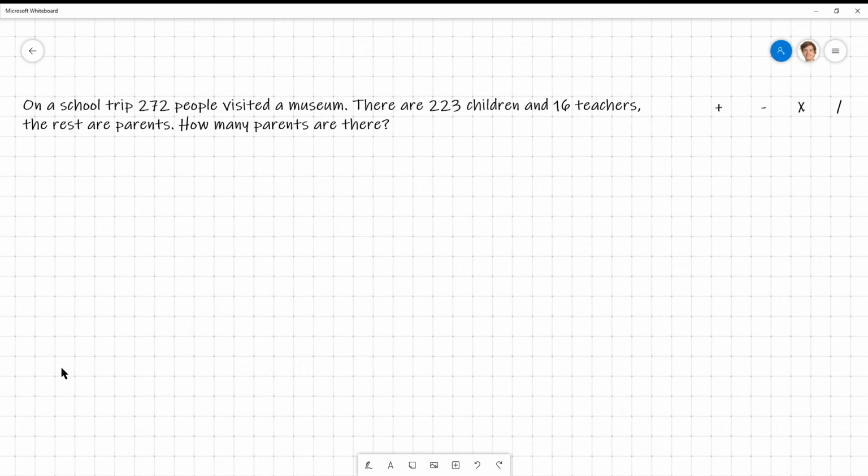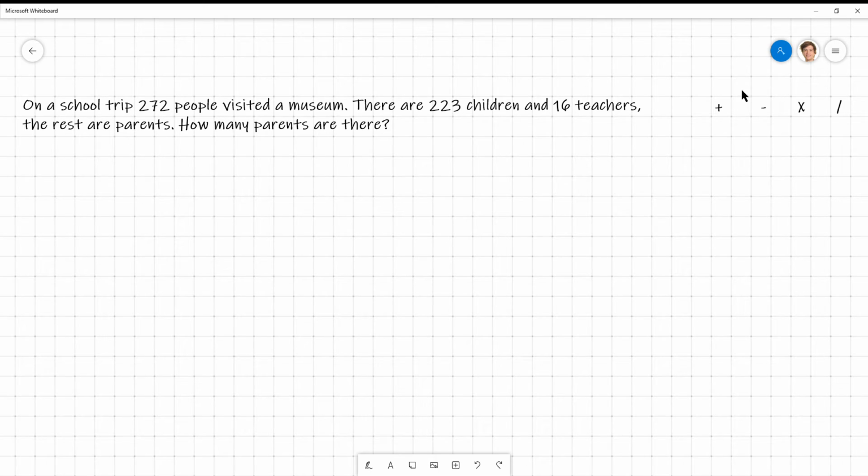Okay, let's have a little look at this example. So I have a word problem here, and I'm just going to read through it and show you the process I'd like you to go through today with your work. So, on a school trip, 272 people visited a museum. There are 223 children and 16 teachers. The rest are parents. How many parents are there?